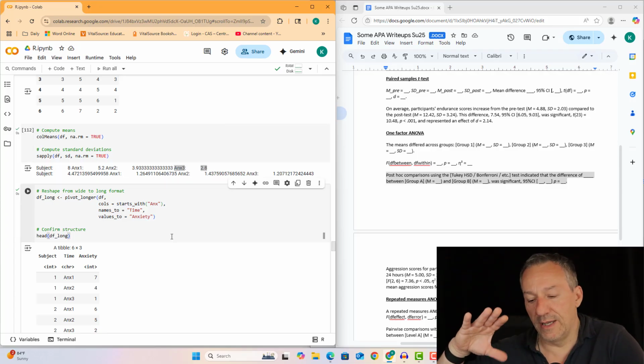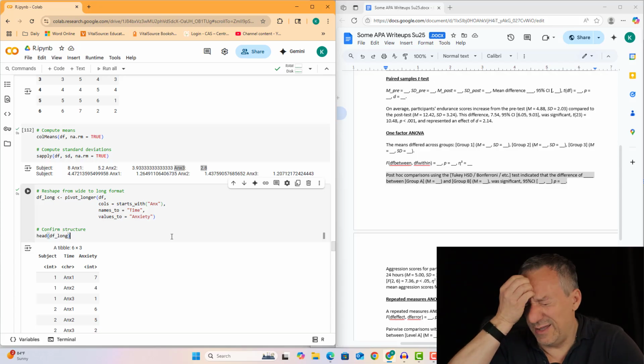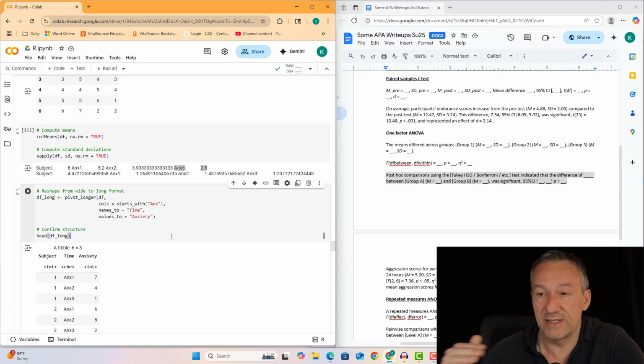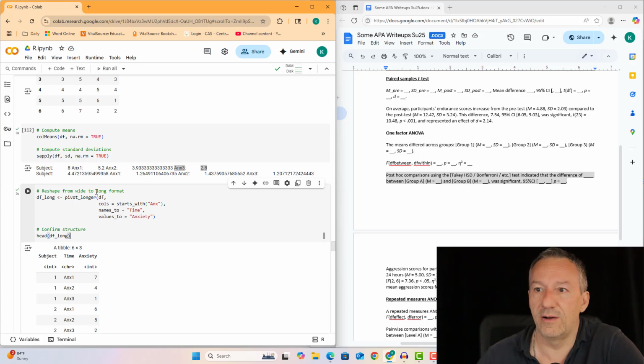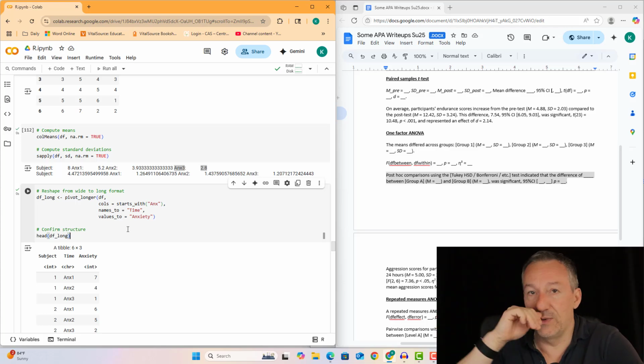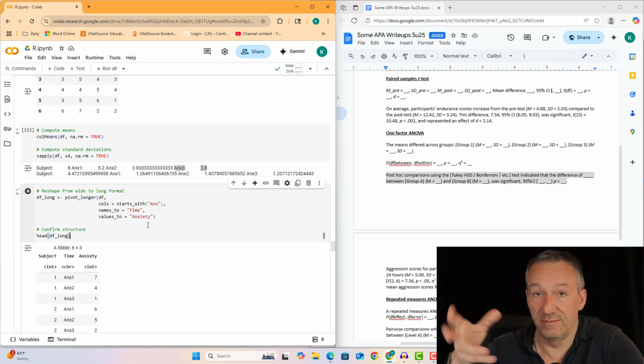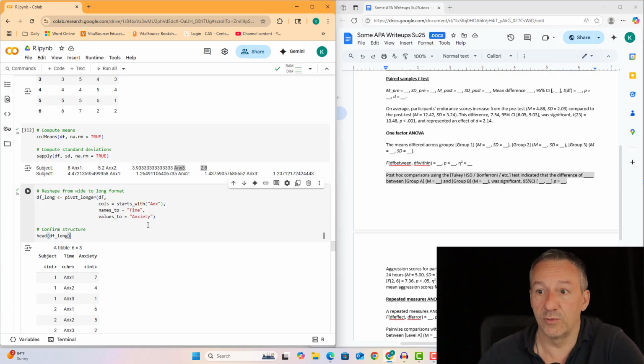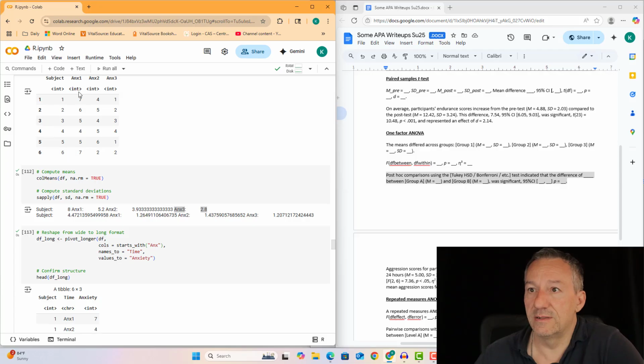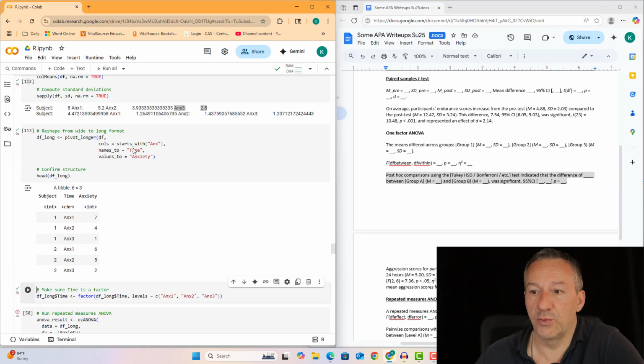Back to what I was talking about, the idea of having each participant's DVs in rows instead of columns, reshaping it, what they call from a wide to a long format. So yeah, this is how I do that. Now we're changing our data frame to this DV long is where we're going to look, and we are pivoting basically how they are from the columns into the rows. So this is how it was: anxiety 1, anxiety 2, anxiety 3.